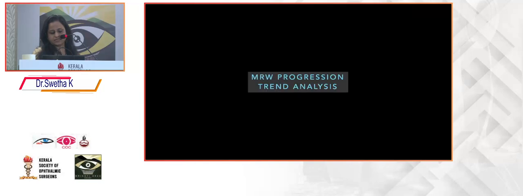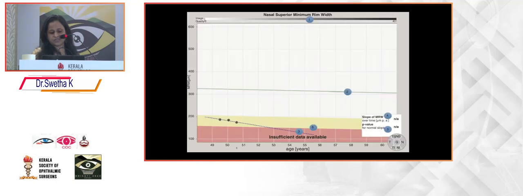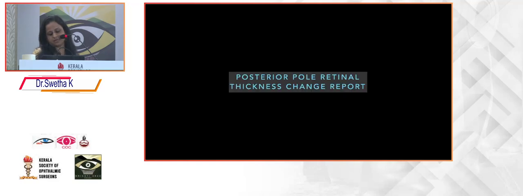Next comes the MRW progression trend analysis. Even for the minimum rim width, you can see the trend analysis. The trend shows after how many years the patient can go into the red zone. Next is the posterior pole retinal thickness change report. So MRW is measuring the NRR, RNFL, and next is the macular change.